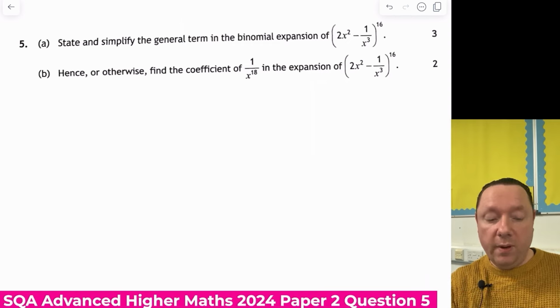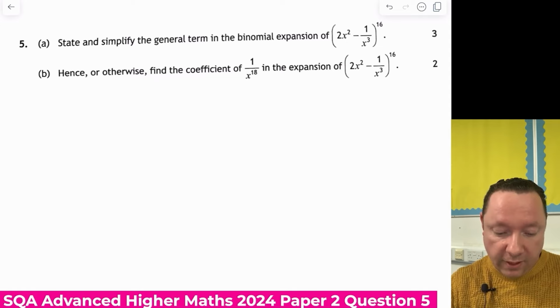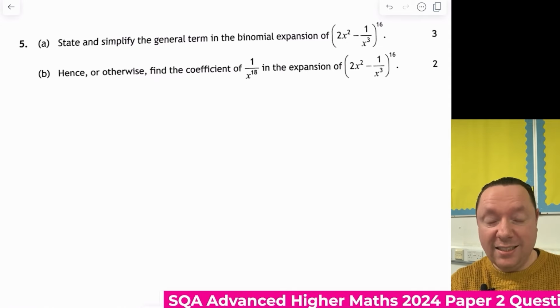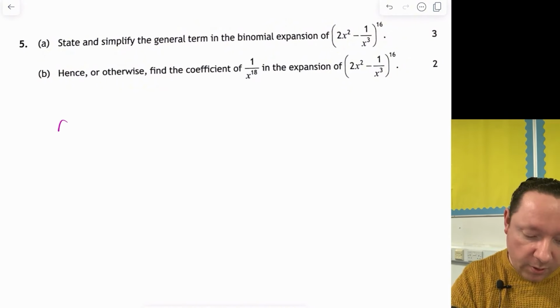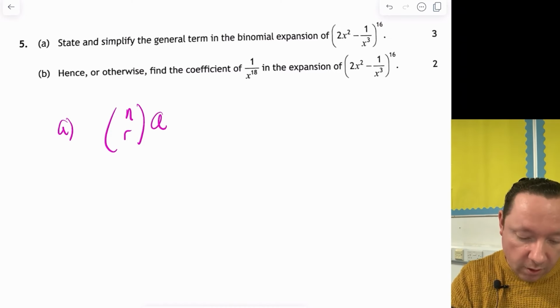Higher Maths 2024 Paper 2 Question 5. State and simplify the general term of the binomial expansion of this, and then find the coefficient of 1 over x to the 18. So the start of the exam paper tells you that n choose r, well it's the sum of, but we're just wanting the general term, a to the n minus r, b to the r.